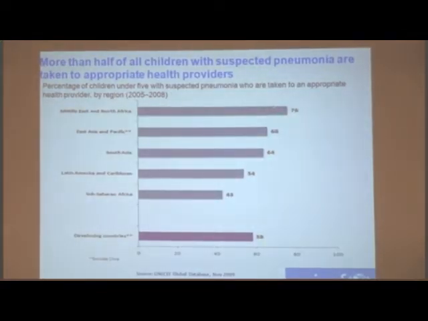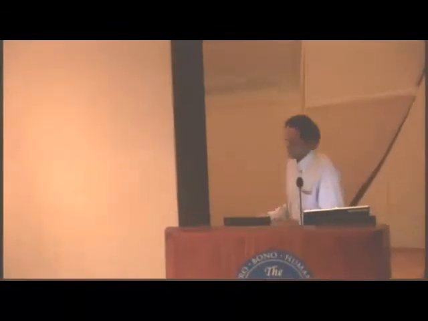Look at the pneumonia, as I said. Sub-Saharan Africa is again very poor. Only about 6 out of 10 children, when they have pneumonia, get their treatment. Others are not getting the treatment. So that is the rate of how we are able to deliver results.